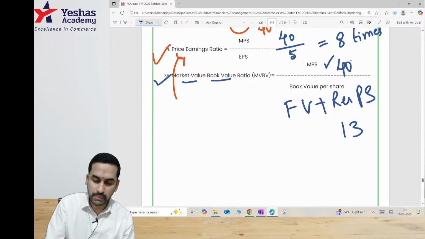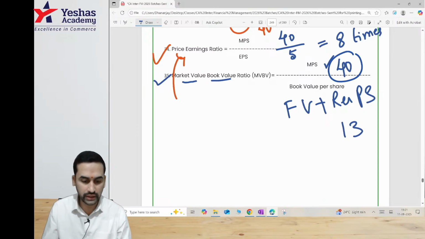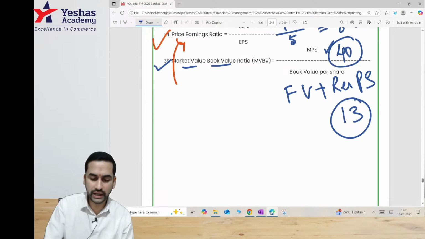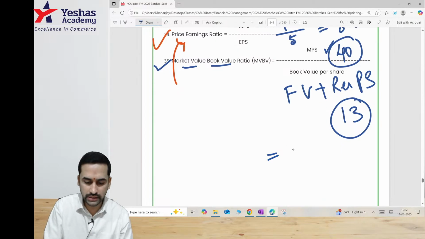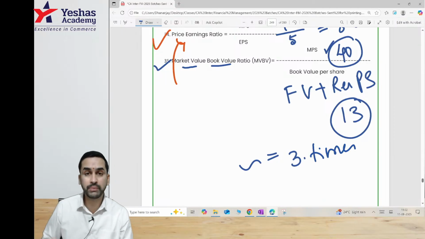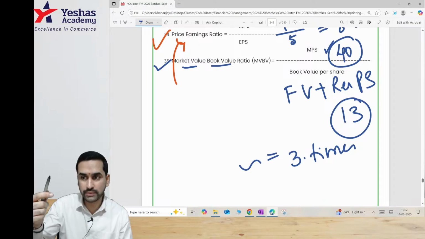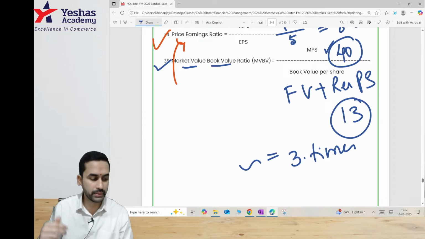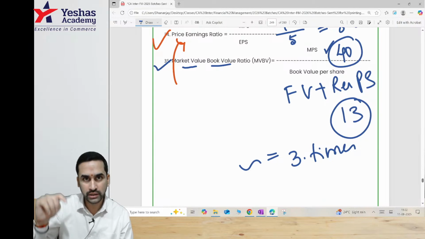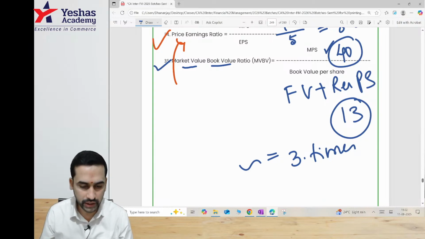Now, what is the meaning? Market price of the share is 40 and book value is 13. Again, this is measured 40 by 13 in times. This is coming to around 3.00 something, roughly 3 times. What is the meaning of 3 times now? People are ready to pay 3 times of the book value for the share. Follow? People are ready to pay 3 times the book value of that particular share.